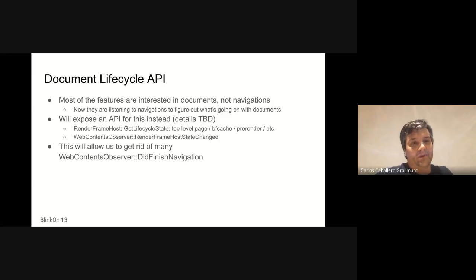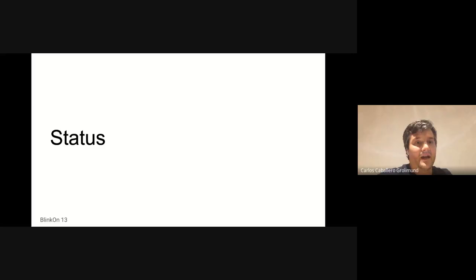And what we're thinking for this document lifecycle API is to get a lifecycle state change event that will tell you, hey, this render frame host became the active one. Okay, go hide the UI, go do what you need to do. You know which document this is now. So that's the idea behind this lifecycle API.